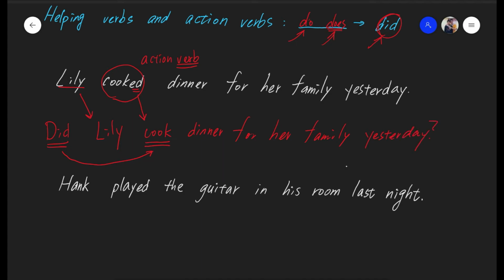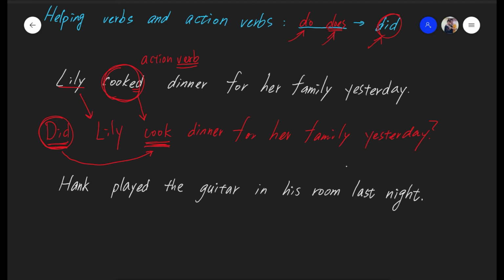Okay, question mark at the end. So this is what you have to pay attention to. When you see an action verb, you need the help of a helping verb. When you have a helping verb, remember you need to change the verb into its base form. Use a base verb. So the answer is, did Lily cook dinner for her family yesterday?